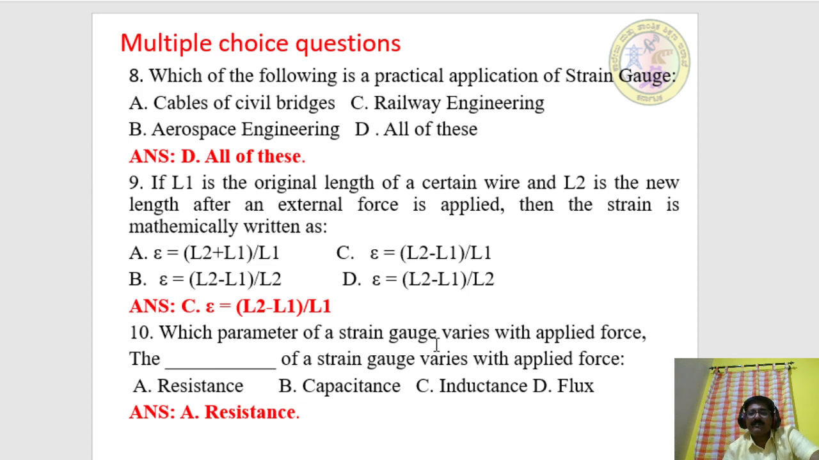Finally, the 10th question. Which parameter of a strain gauge varies with the applied force? The dash of the strain gauge varies with the applied force. See, A is resistance, B is capacitance, C is inductance, D is flux. See, moreover, for the resistance strain gauges, generally the resistance of the strain gauge varies with applied force. Correct, no? A is the answer.